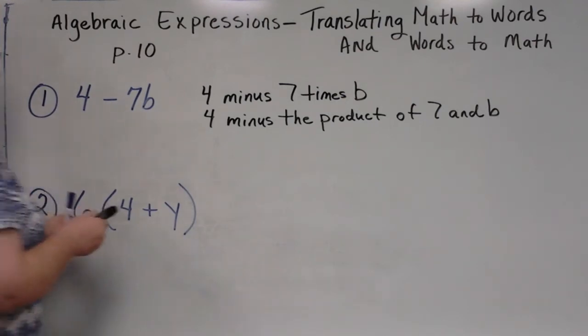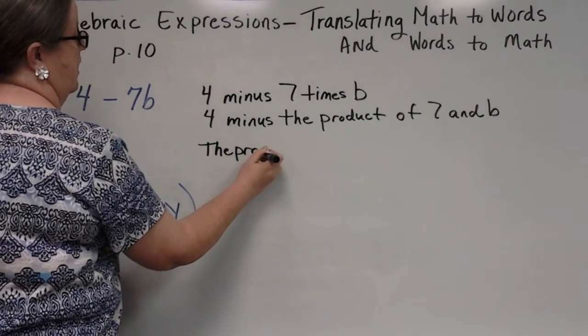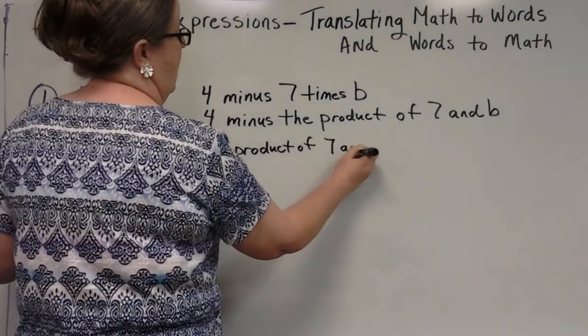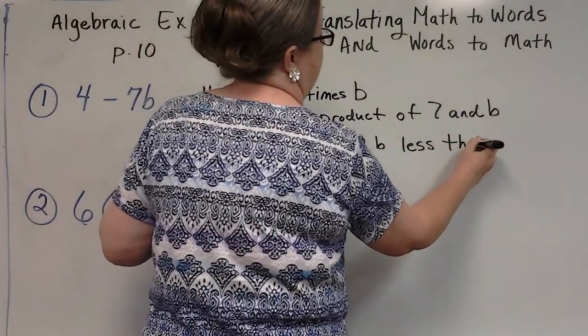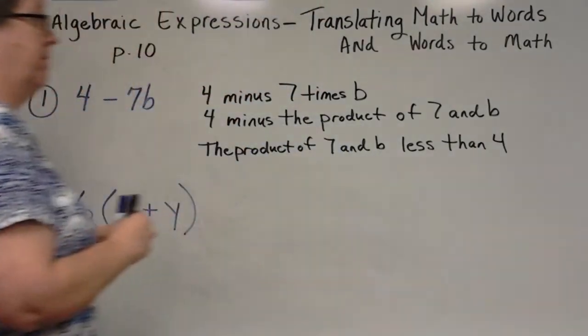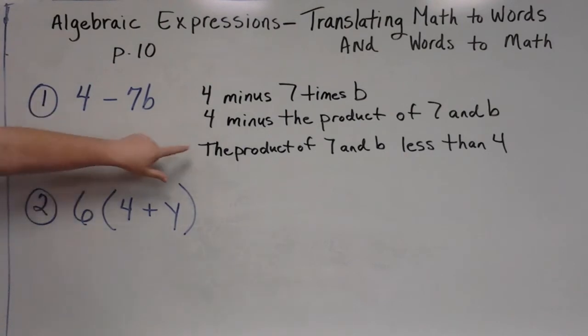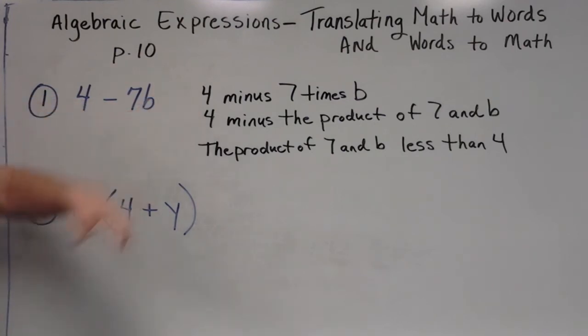We could say the product of 7 and b less than 4. Because the product of 7 and b, we're subtracting from 4, so less than 4. Okay, that would be okay too. This one's kind of harder and weird. These are more straightforward and easy. So when you're first starting, it's kind of good to start with the easier ones.